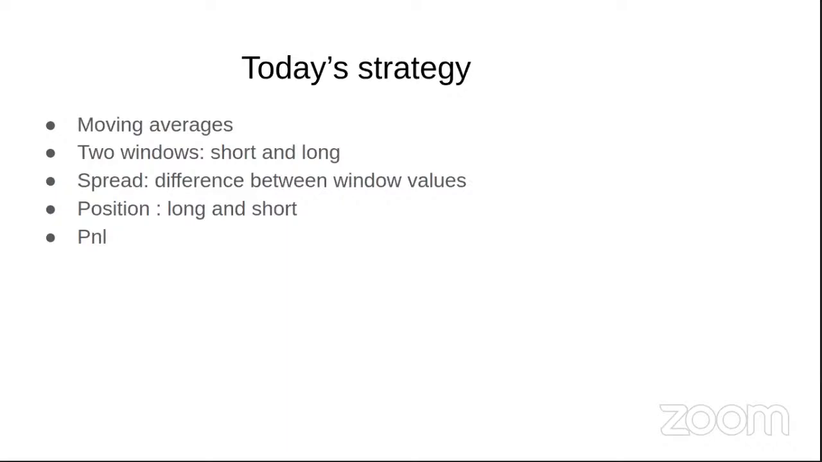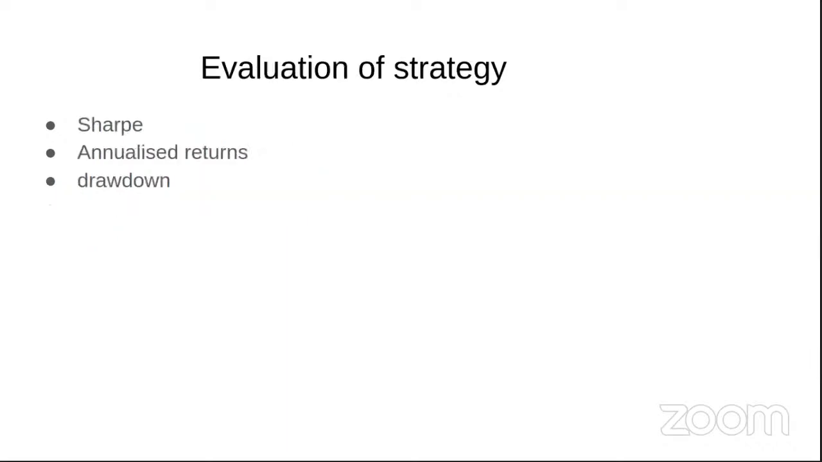So a bit into the strategy. There are basically two windows, a short window and a long window. Window means basically a quantity that we are calculating. The short window is calculated over a short period of time, and the long window is calculated over a long period of time. The difference between these two windows is called the spread. Position means what sort of position you take, whether you are buying or selling, and PNL is the profit and loss. Then we'll talk about evaluation of the strategy: Sharpe ratio, annualized returns, drawdown, etc. We'll discuss it further in the workshop.